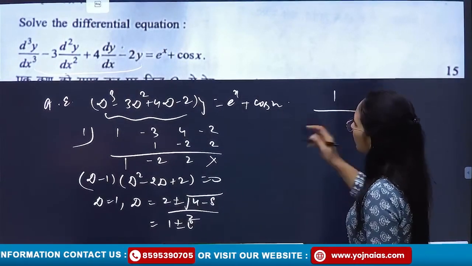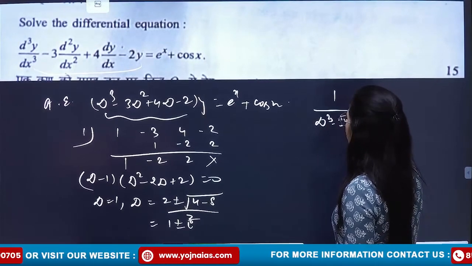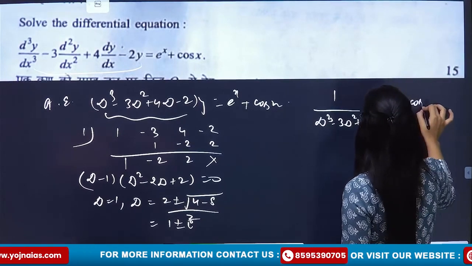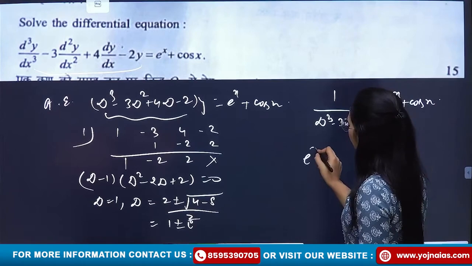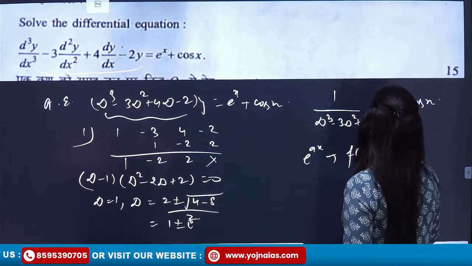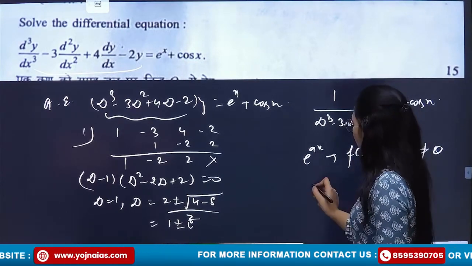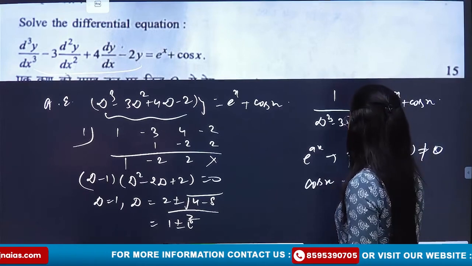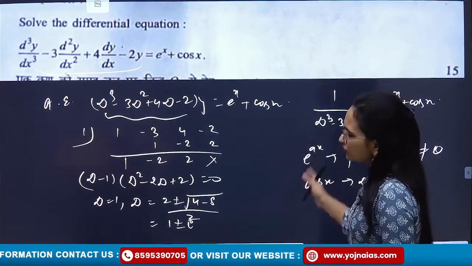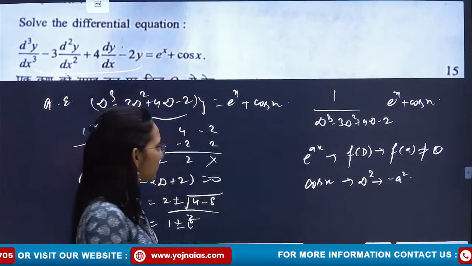After that you need to find out particular integral, and that is minus 3 plus 4 d raised to power x plus cos x. For e raised to power a x, what is the particular integral, put f of d is going to be f of a provided f of a is nonzero, and then for cos x we need this a square by minus a square and then solve to find out this particular integral. Okay, this is the approach.